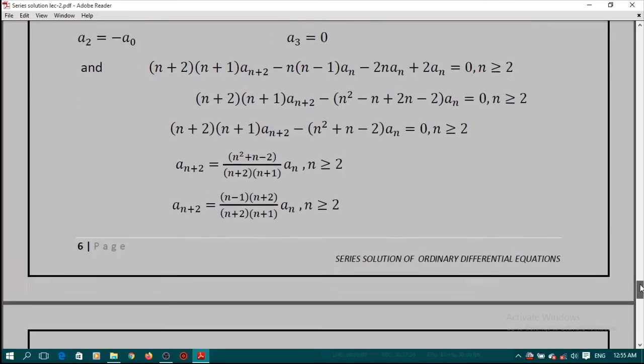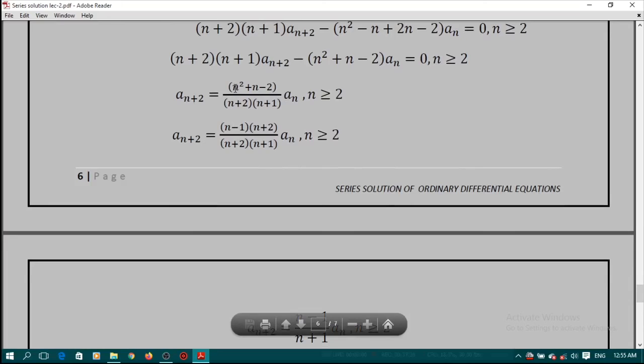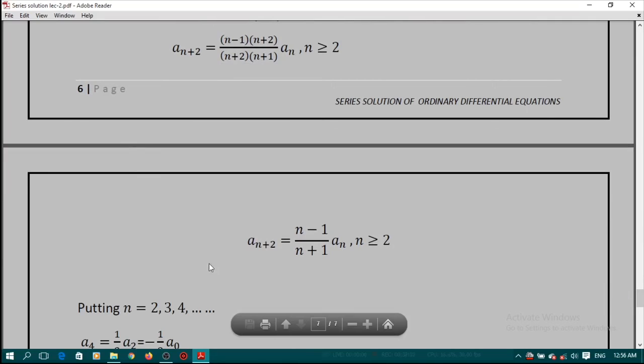So here you can see factors of this n square plus n minus 2 are n minus 1 and n plus 2. So we have a_(n+2) equal to (n minus 1)(n plus 2) a_n divided by (n plus 2)(n plus 1). So we have n plus 2 in numerator and n plus 2 in denominator. So after cancellation, finally we have a_(n+2) equal to (n minus 1) divided by (n plus 1) into a_n, where n is greater or equal to 2. Now this is a recurrence relation.